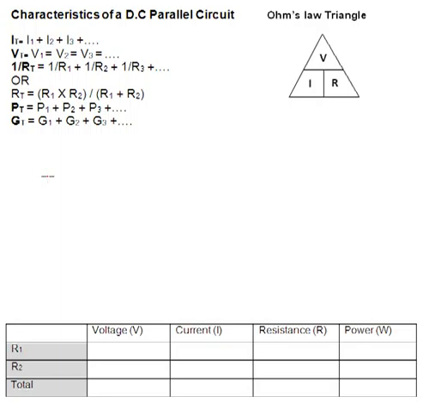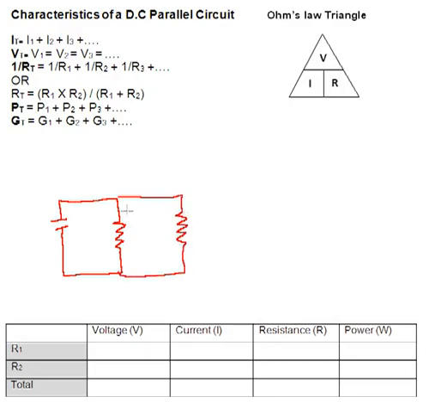So the third step is to draw the circuit if it's a word problem. So we'll just draw the parallel circuit. And R1 is 18 ohms, and R2 is 56 ohms.